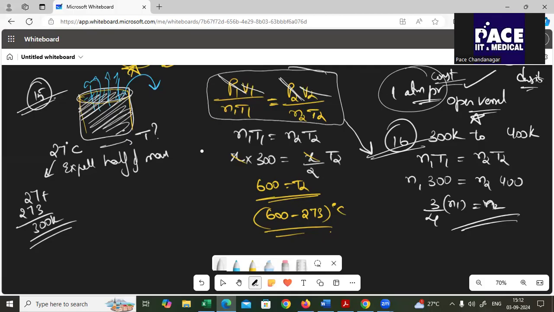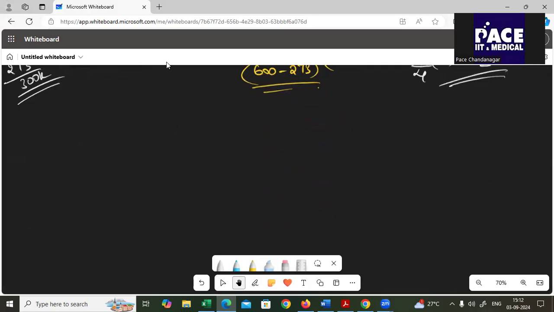How much is expelled out? Only 1/4 of it is expelled out. Please don't write it as 3 by 4. N2 is equal to 3 by 4 of N1. How much of N1 is remaining with me? It is 3/4 of N1 that is remaining with me, which means 1/4 of it is expelled out. That is my answer, 1/4. Not 3/4. These are the numbers which may trick you a little, so please be very cautious there.